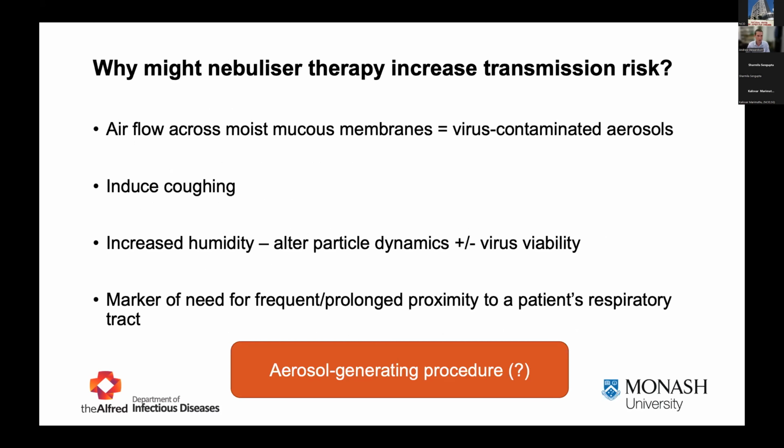I think this is pretty universal amongst most aerosol generating procedures, this concept of airflow across moist mucous membranes, and the fact that the velocity of the airflow, the higher it is, the higher risk the procedure might be. And there's also the fact that nebulizer therapy might induce coughing, and that increased humidity associated with nebulizer therapy might alter particle dynamics and virus viability.